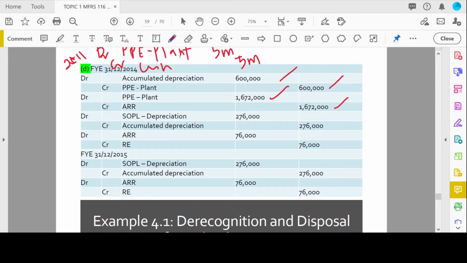What happened in year 2015? Again, we are going to provide for depreciation. So debit depreciation, credit accumulated depreciation, the same amount of 76,000. And then debit the ARR account and credit the retained earnings account, 76,000 ringgit. That's it for year 2015. No other transaction happened to this plant. Now let's look at what happened in year 2016.